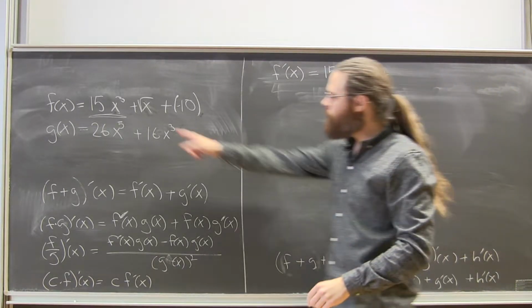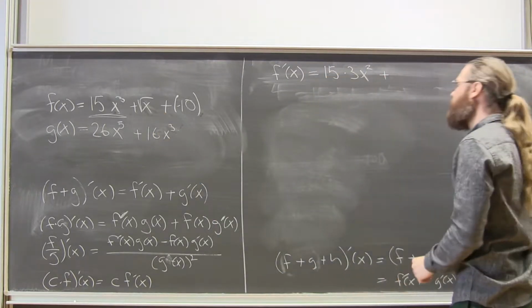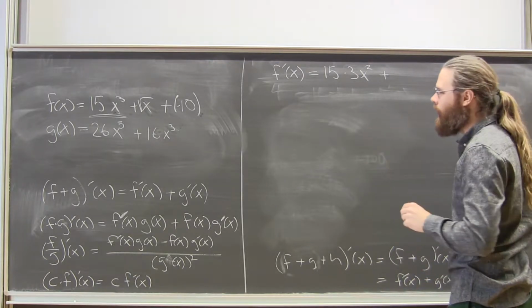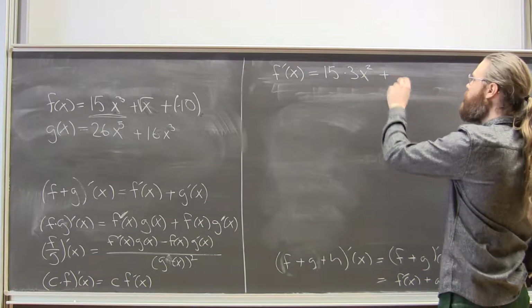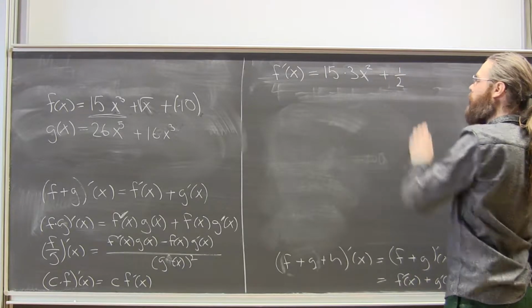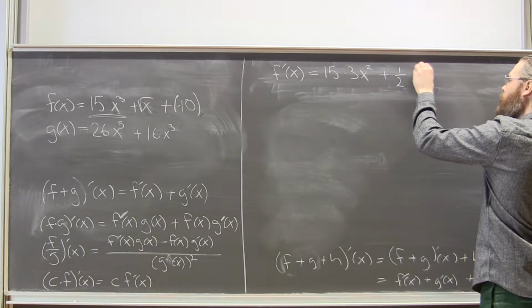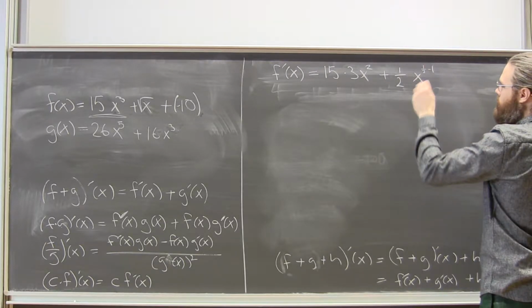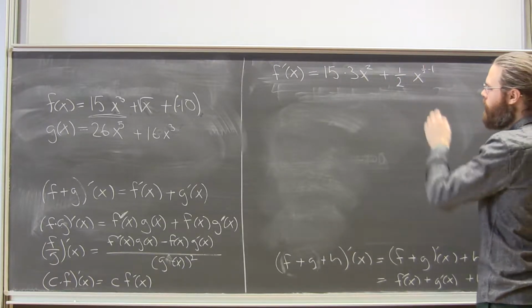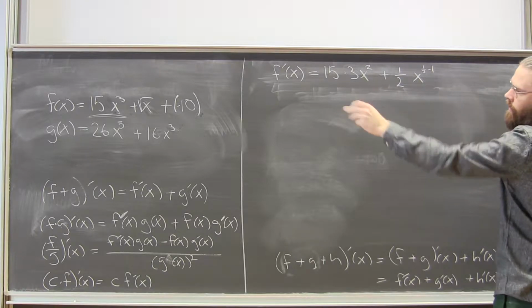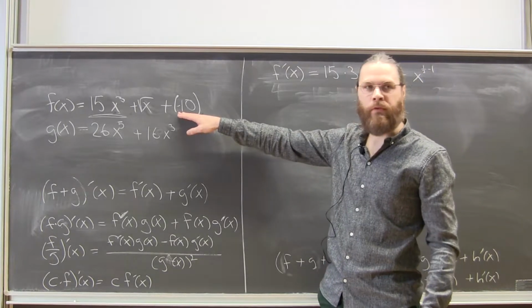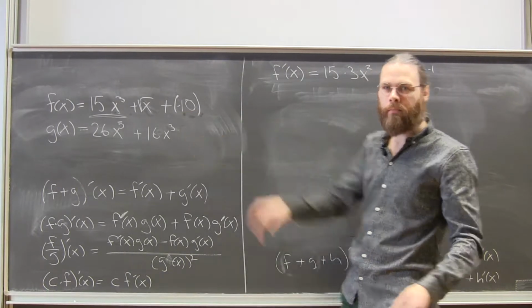Then we have the square root of x, which is x to the power a half. We pull down the half, and then we should put x to the power 1 half minus 1, which is the same as something more complicated. We can write that in the next time. And then lastly we get the derivative of minus 10, which is 0, right?